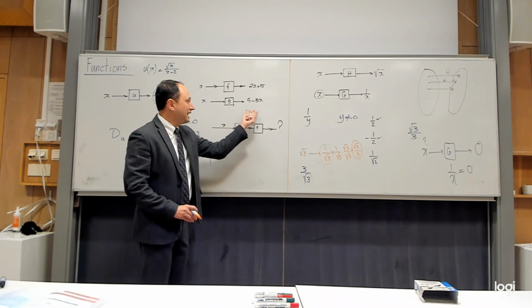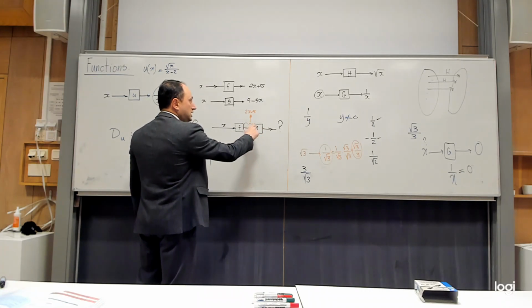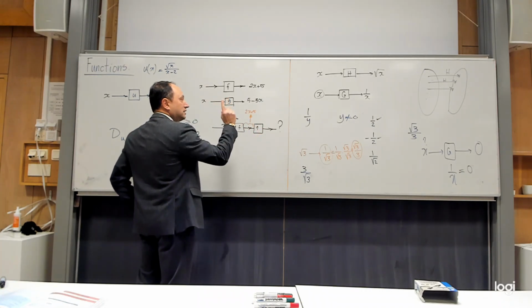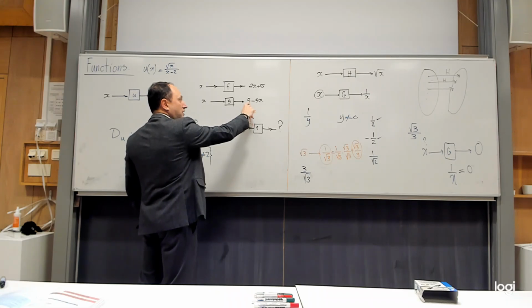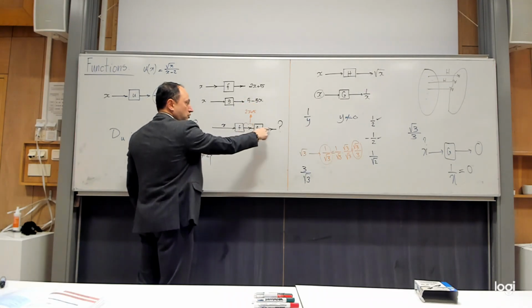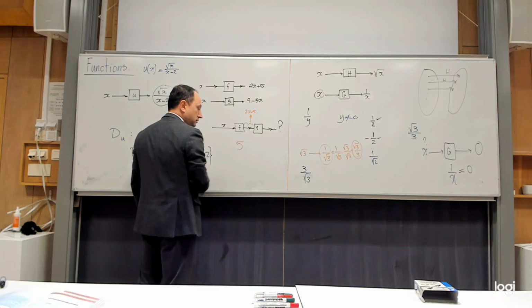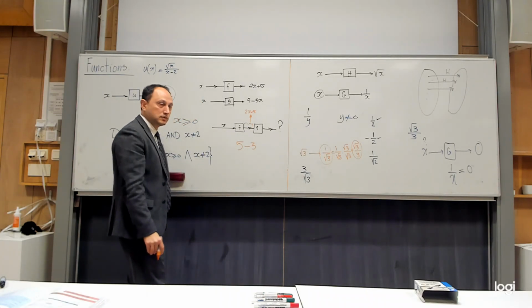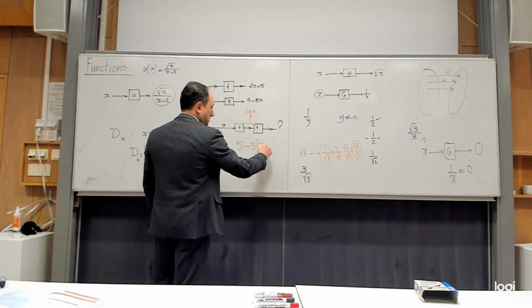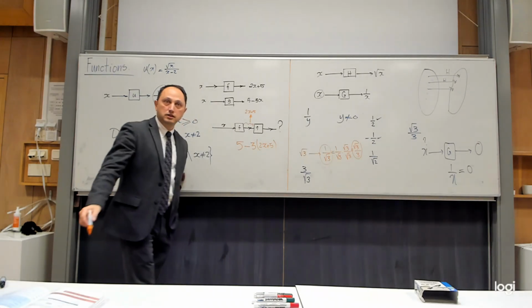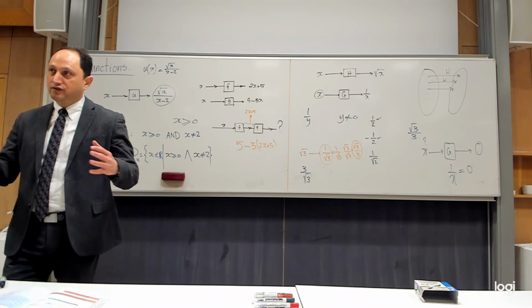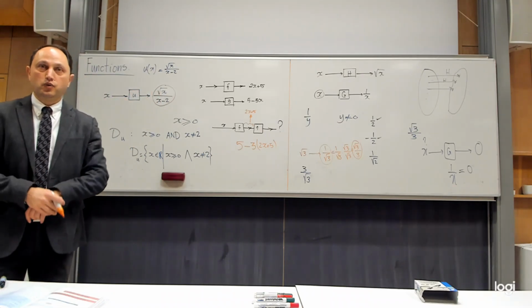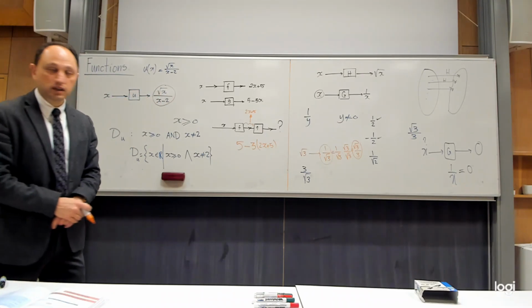So what will happen for this input? G only has one duty. Writes 5 minus 3 times the input. So this will give me 5 minus 3 times what? In brackets 2x plus 5. Exactly. Yes? So that would be the output after I compose these two functions one after the other. Yes? So then what is it?